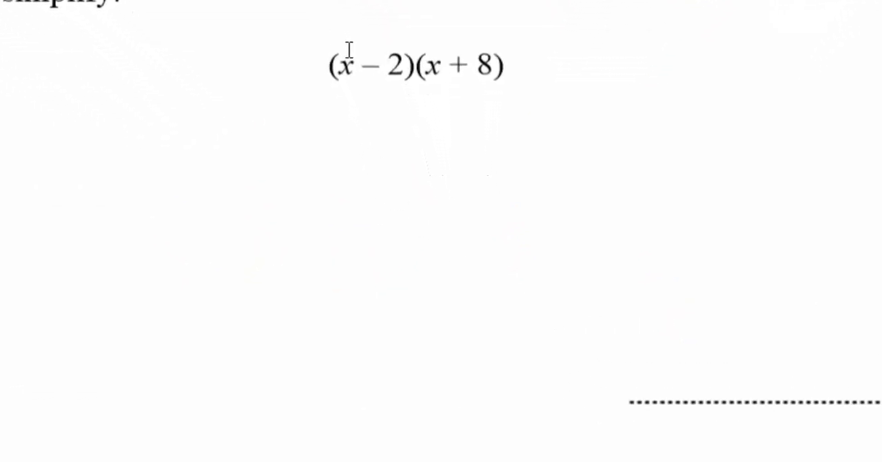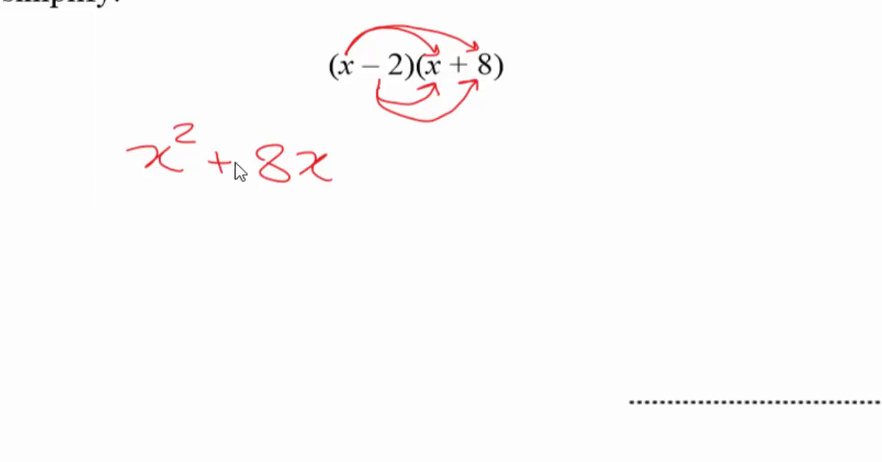Expand and simplify. Expanding brackets, we're going to multiply the x by both terms in the other bracket. Then we multiply -2 by both terms. And then we see how many like terms we will have. x times x is x squared. x times 8 is 8x. Why positive? Because the 8 is positive and the x is also positive.